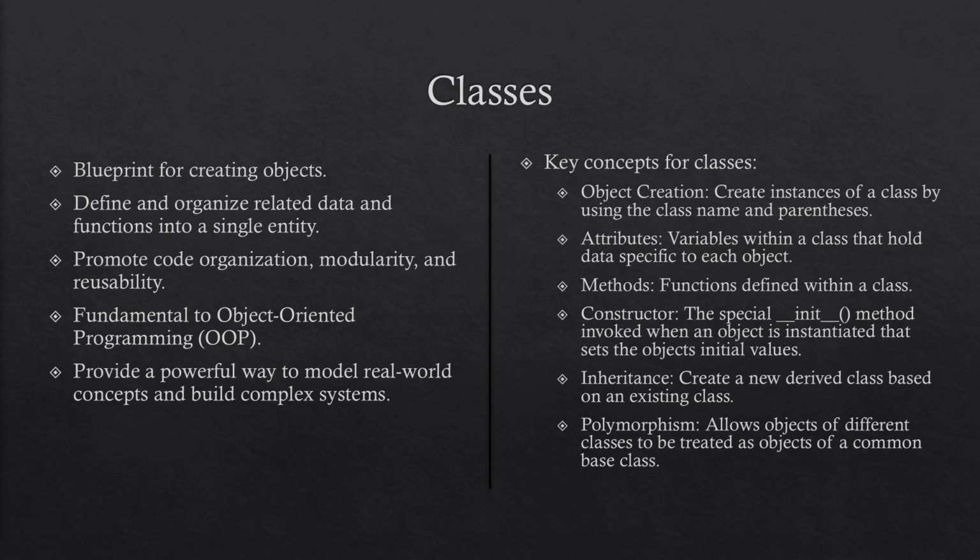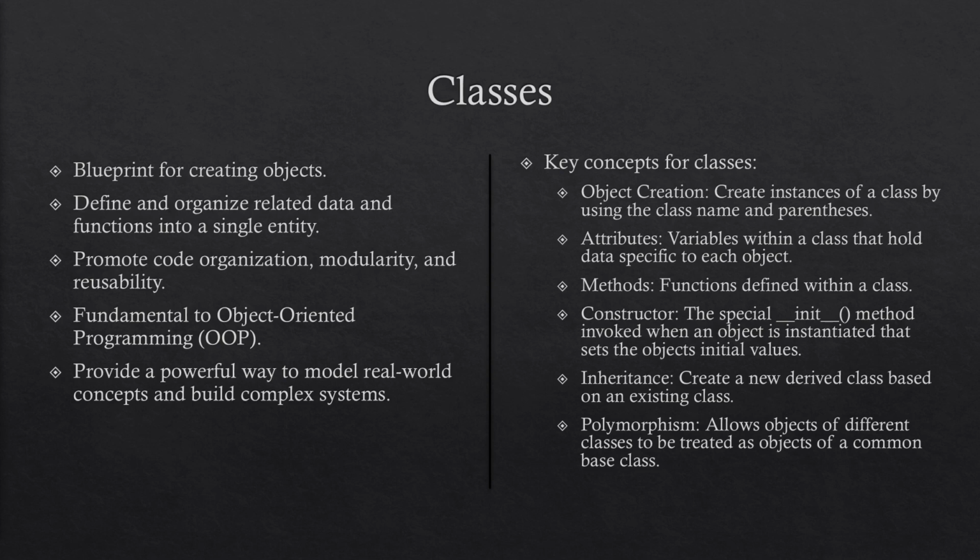A class is defined by using the class keyword, followed by the class name. After a class is defined, you can instantiate or create instances of that class by using the class name, followed by a pair of parentheses. Each instantiated object is independent and has its own attributes and methods.